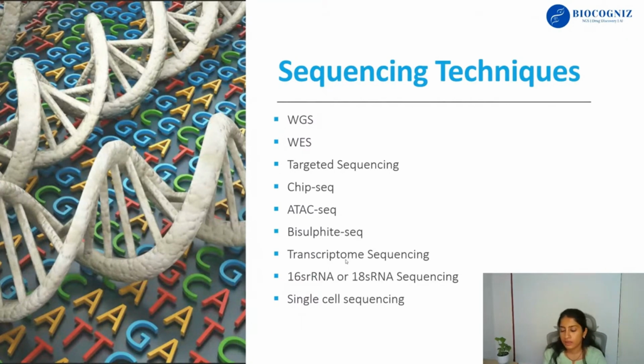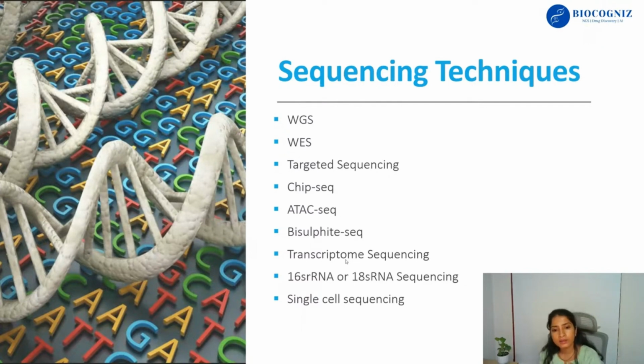And targeted sequencing is, if I say our entire genetic material is made up of around 23,000 to 25,000 genes, and our interest is a set of 10 genes, then we go with targeted sequencing. That is how we pick the sequencing technique according to our interest.